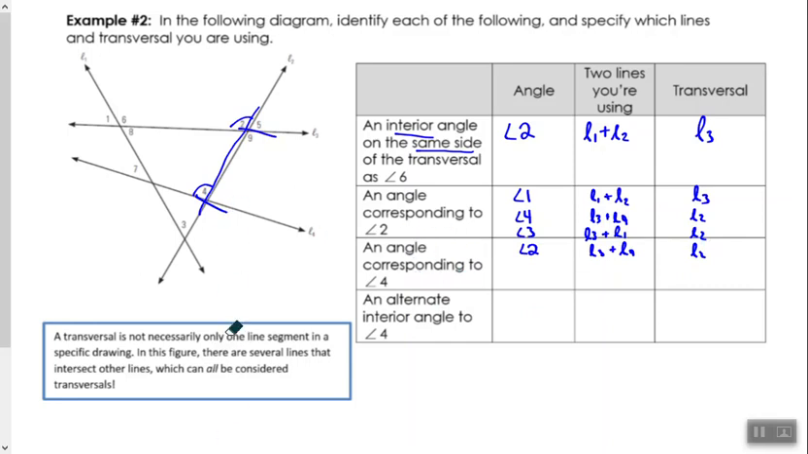And since 4 is corresponding to 2, it's also going to be corresponding to 3. Okay, so top right, top right. So taking a look at these lines. So also corresponding to angle 3. And that's when I'm using line 4 and line 1.